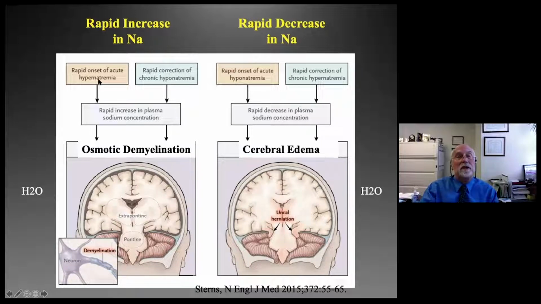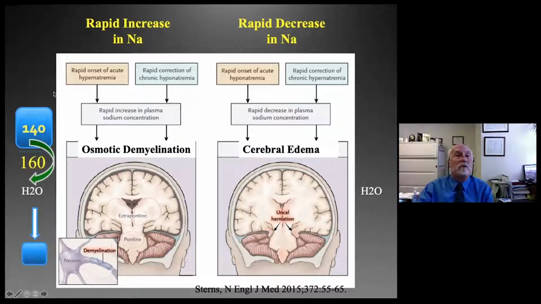So this could occur in the rapid onset of hypernatremia, but would not happen in the rapid treatment of hypernatremia. That would fall over here where we abruptly lower the sodium and shift the osmotic balance between the cells and the cerebrospinal fluid, leading to cerebral edema. So let me walk you through these in a little more detail.